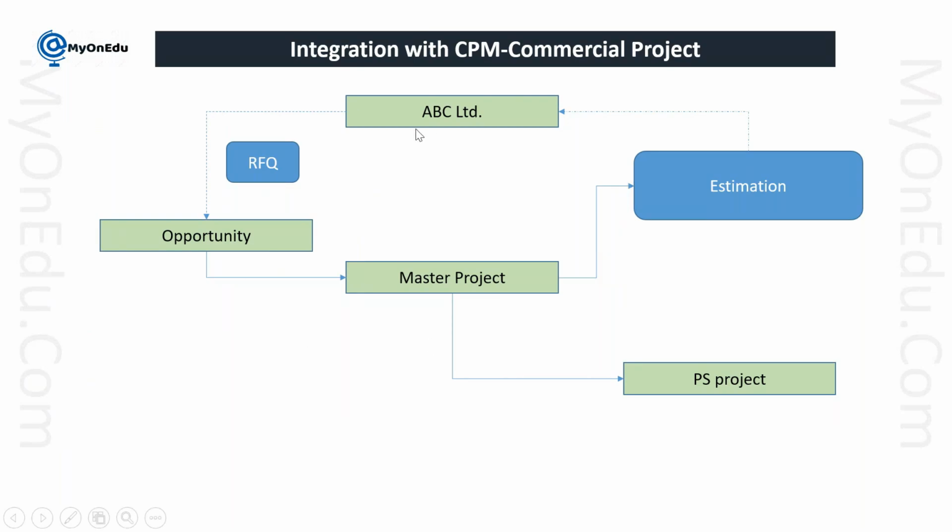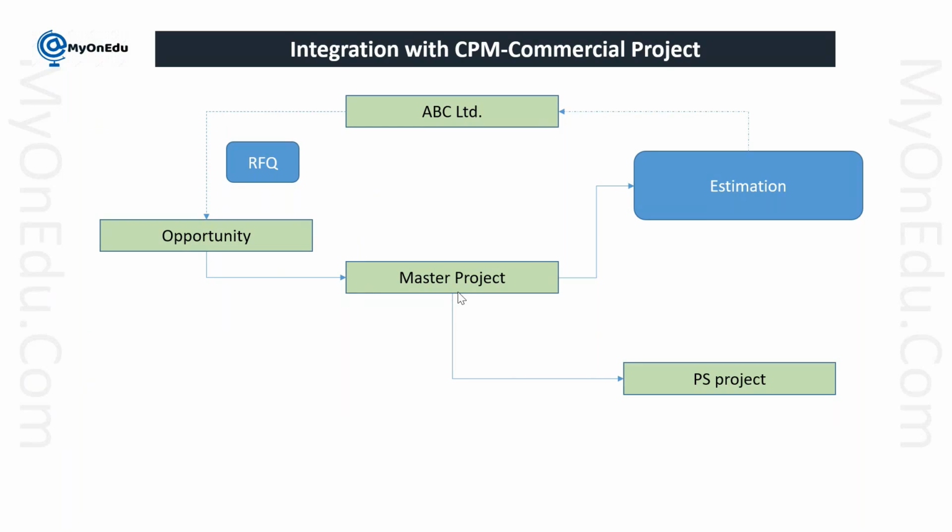Let's say this is one company, ABC Limited, which is looking to implement some project, and they are sending an RFQ. It comes to the opportunity, and with reference to the opportunity a master project can be created, and then you can assign the PS project to the master project directly. So this is the case where you do not have PPM in the picture. You are only implementing CPM and PS.